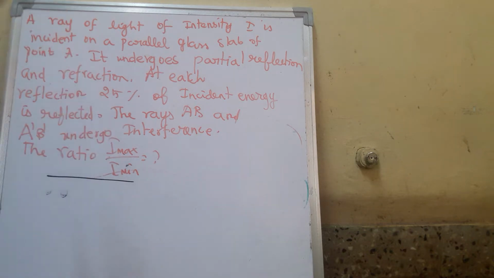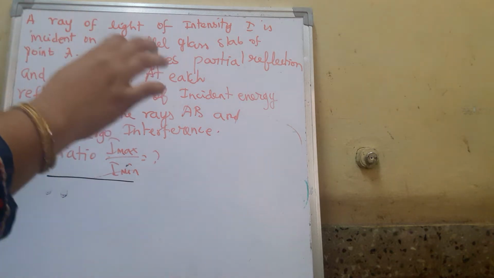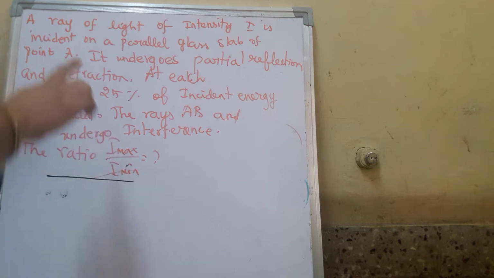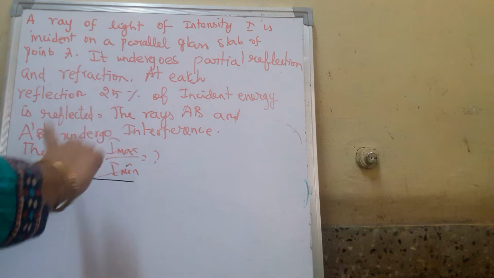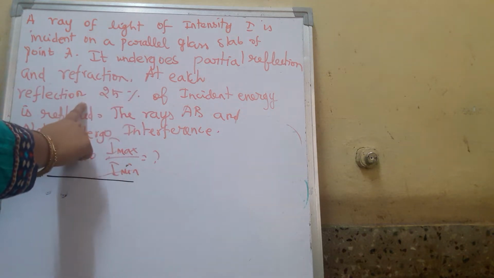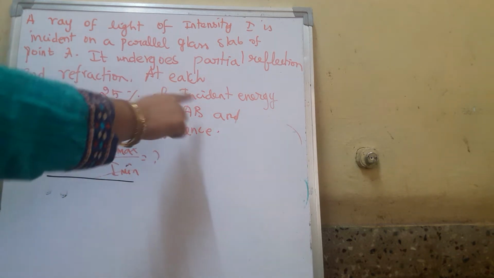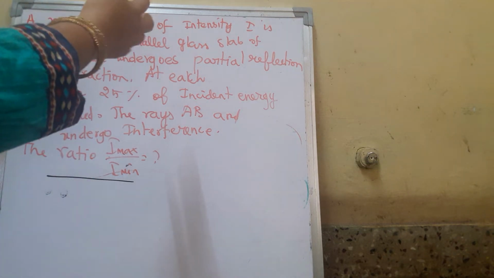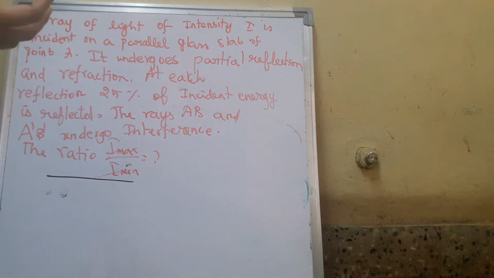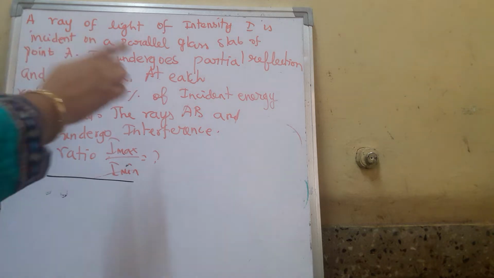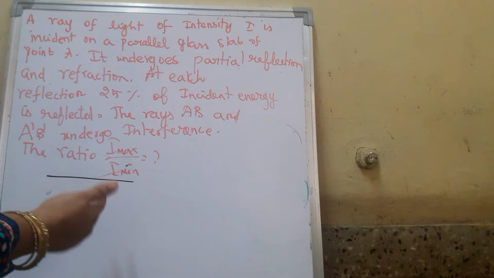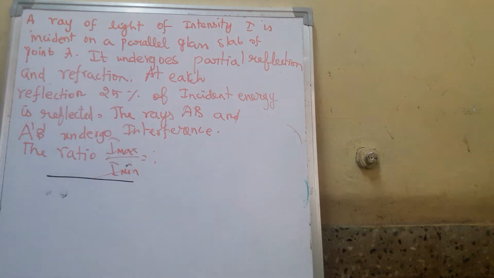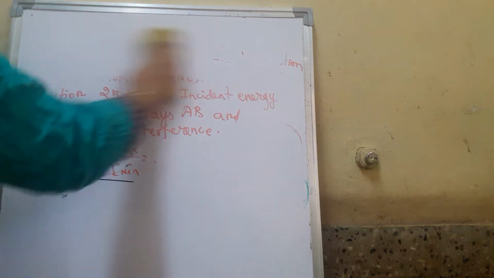ஒரு ray of light, ஒரு intensity I உள்ள light வந்து it falls on a parallel glass slab at point A. It undergoes partial reflection நடக்குது, refraction நடக்குது. அந்த ரிஃப்ளெக்ஷன் நடக்கும்போது 25% ஆஃப் இன்சிடென்ட் எனர்ஜி ரிஃப்ளெக்ஷன் நடக்குது. ரிமைனிங் 75% ஆஃப் எனர்ஜி என்ன ஆகும்? இட் கெட்ஸ் ரிஃப்ராக்டட். The rays AB and A prime B prime undergo interference அப்படின்னா what is the ratio of I maxima by I minima? இதான் கொஸ்டின்ல கேட்குறாங்க. நான் இப்போ ஃபிகர் போடுறேன். So I'm going to erase this.